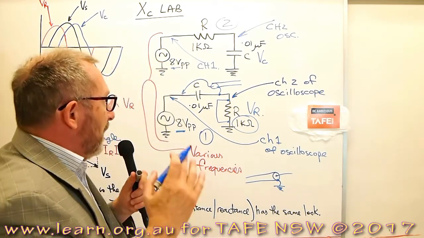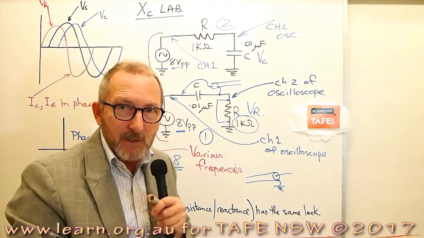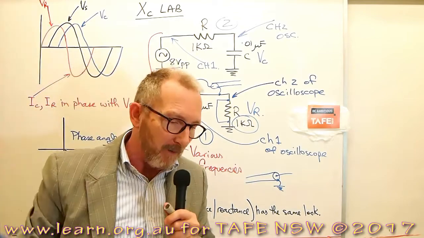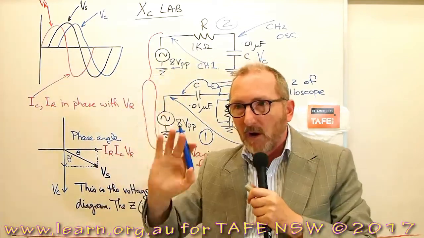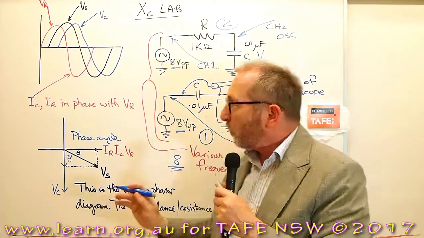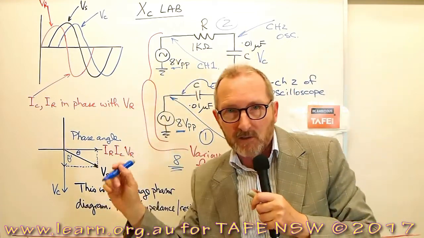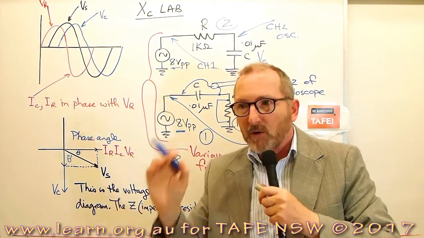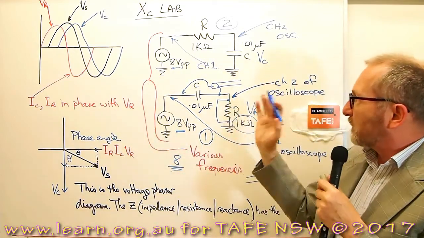So I hope that sort of explains why we have to rearrange the circuit. There's never a time go by in all the times I've taught this that somebody doesn't ask, why can't I just move the oscilloscope to measure VC and VR? Why do we have to rearrange the circuit? So I hope that explains it.